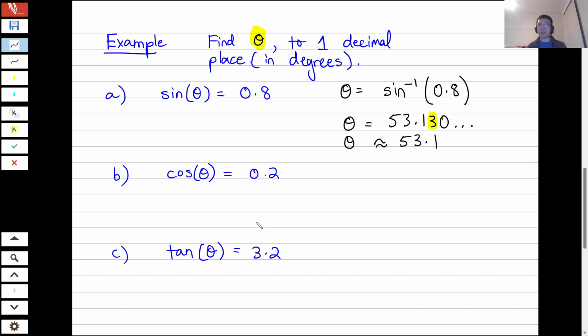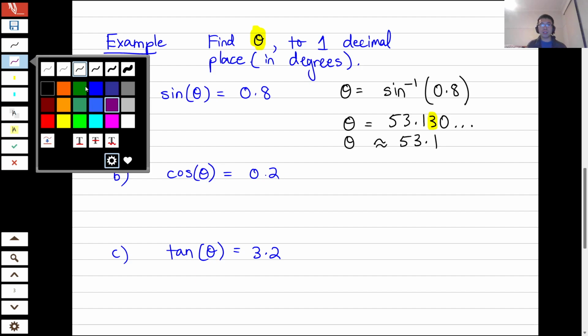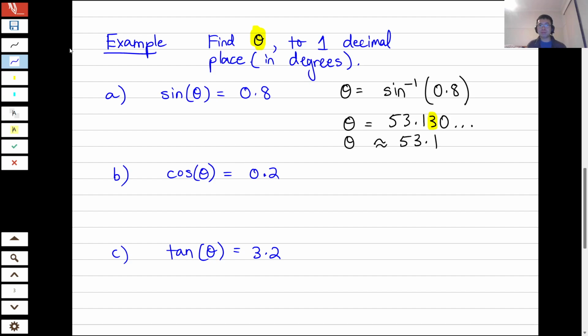Okay, next one. Suppose I told you that cos theta is 0.2. We'll just make the decimal point a bit clearer. To get rid of the cos, I need to take the inverse cosine on both sides. So theta is going to be inverse cosine of the number that we were given. So remember, cosine of an angle gives us a number. So the inverse cosine of the number gives us the angle.